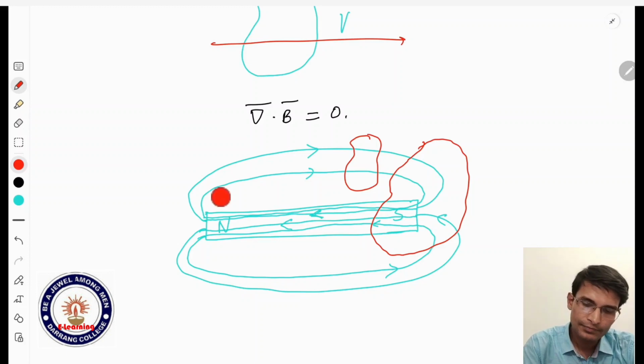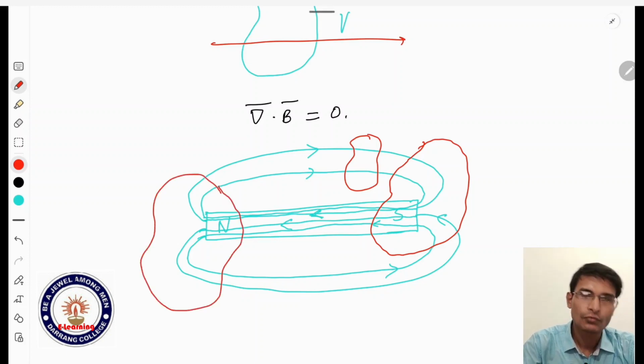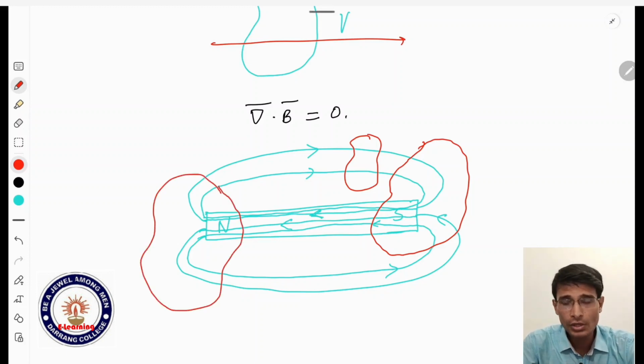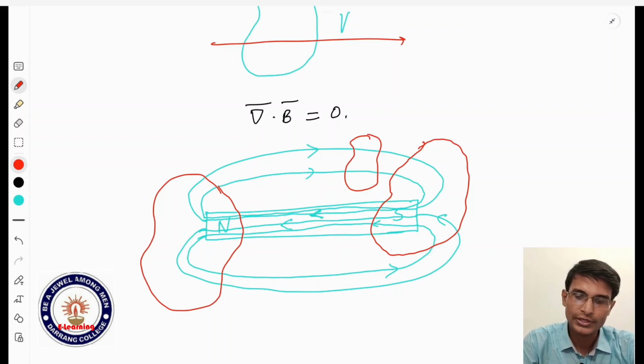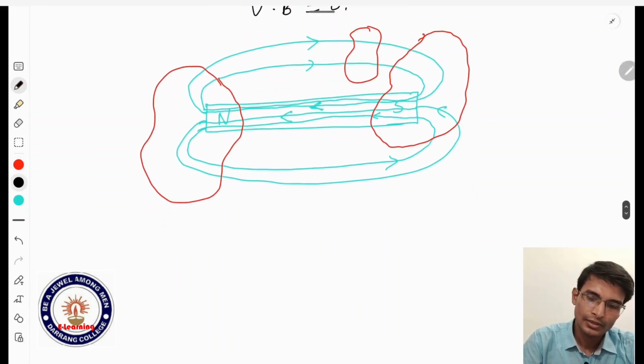Similarly, if we take a volume encompassing the north pole, whatever magnetic lines of force have exited from the north pole will again enter the north pole inside the magnet. So magnetic lines of force are always continuous, and we do not have any sources or sinks of magnetic lines of force. So that is why we can always write divergence of magnetic field is equal to 0.